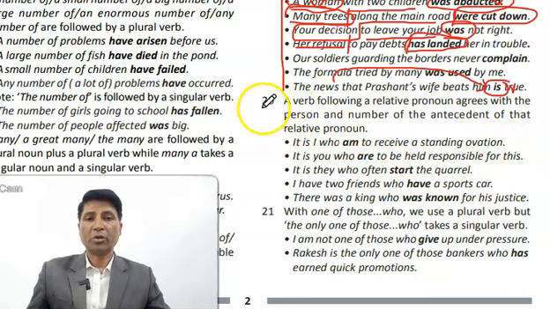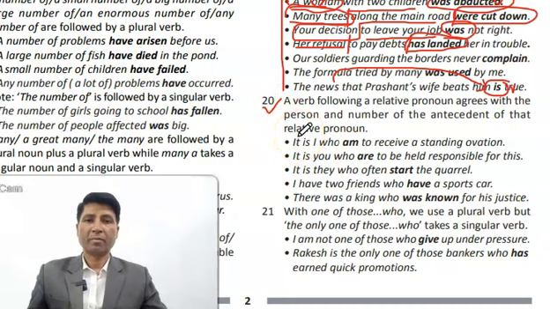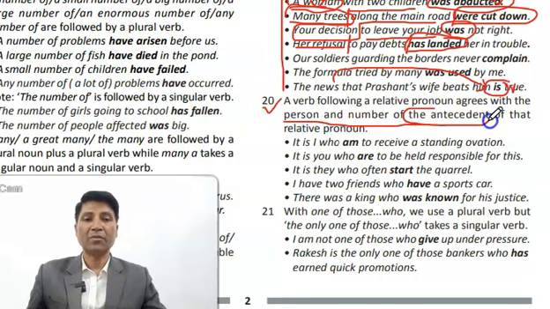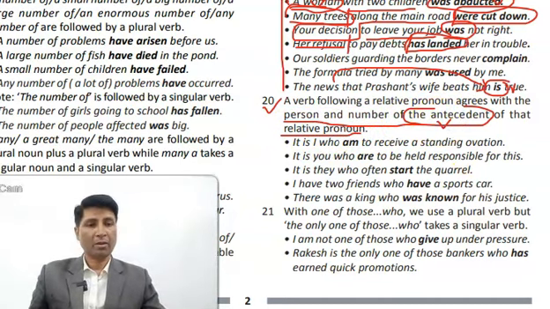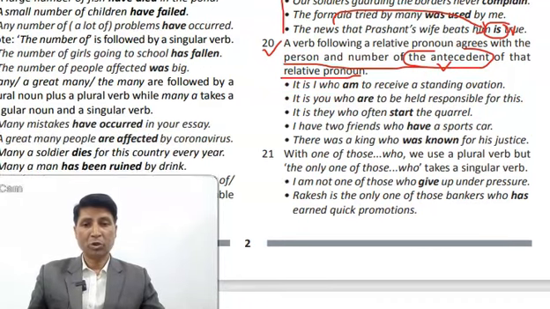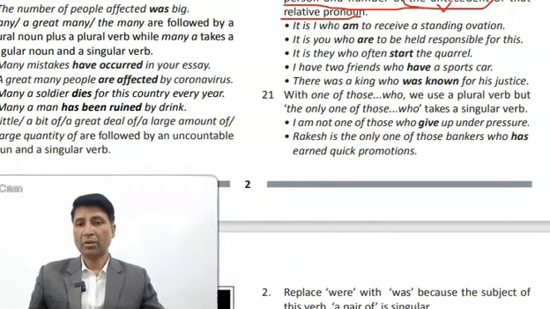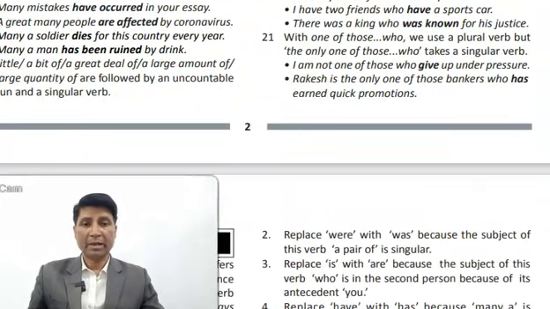Now look at rule number 20 and let us understand it. A verb following a relative pronoun agrees with the person and number of the antecedent of that relative pronoun. So first of all, you will have to understand what an antecedent is. In simple language, let me write here what an antecedent is, you note it down.